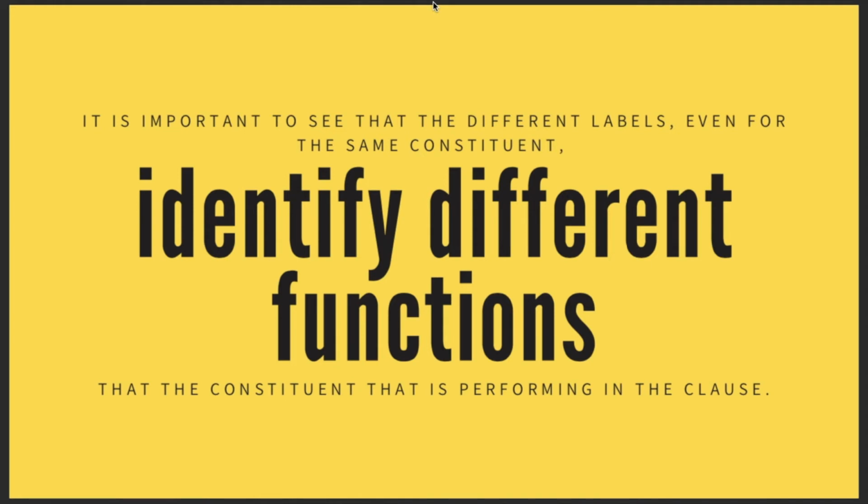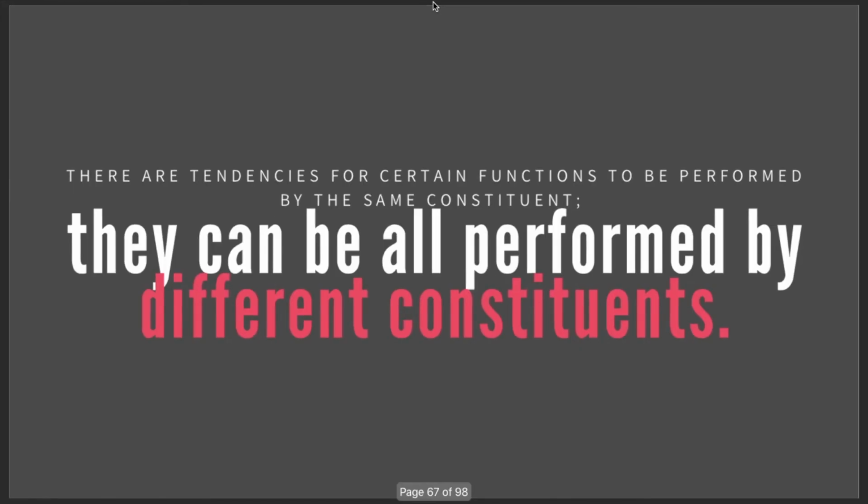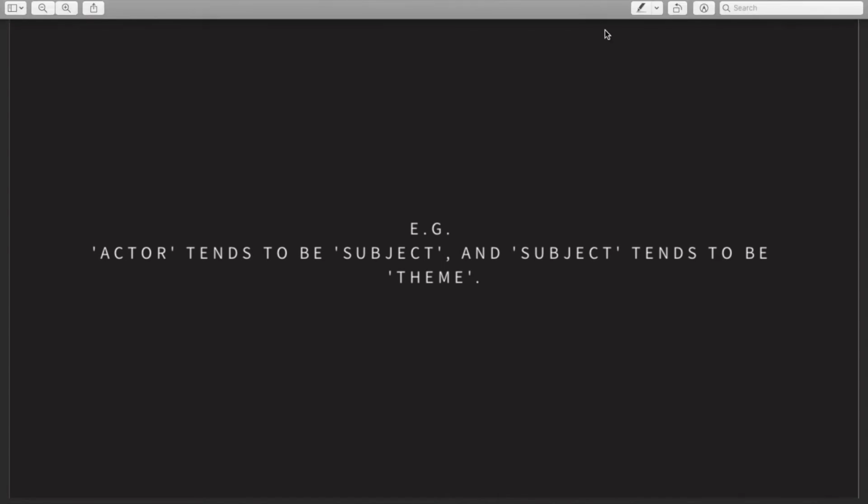So it is important to see that different labels, even for the same constituent, identify different functions, as what I have discussed. So this multifunctionality is in fact the norm for clause constituents. So they are contributing in different ways to the different kinds of meaning being expressed in the clause. So this is an example. The actor tends to be the subject and the subject tends to be the theme.